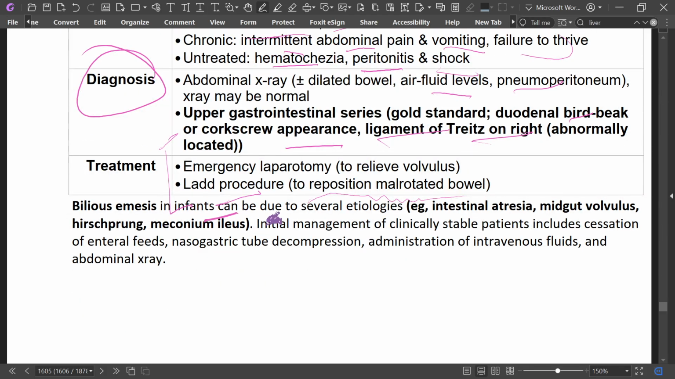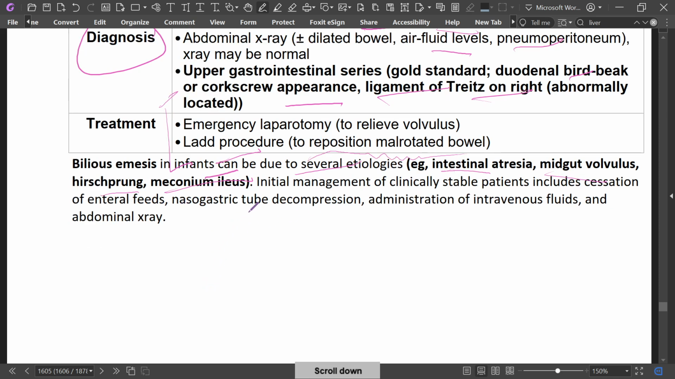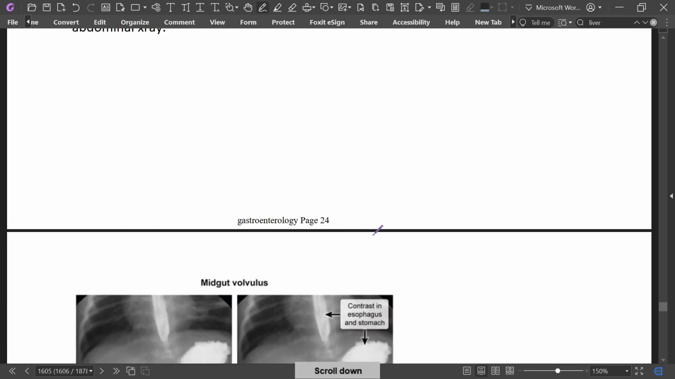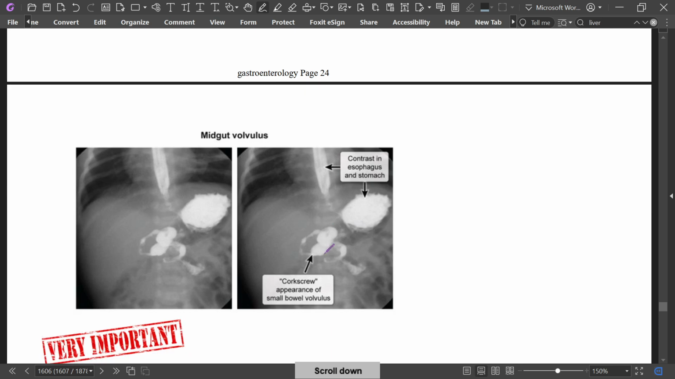Bilious emesis in an infant can be due to severe etiologies like intestinal atresia, midgut volvulus, Hirschsprung disease, or meconium ileus. Initial management in a clinically stable patient includes cessation of enteral feeds, nasogastric tube decompression, administration of IV fluid, and abdominal X-rays. This is a picture of midgut volvulus. There is a corkscrew appearance of the small bowel volvulus.